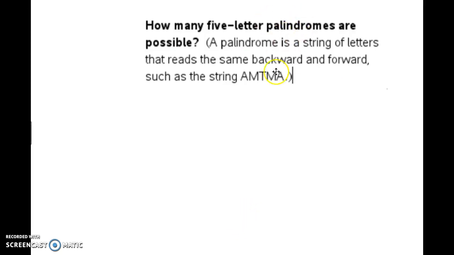So here we have 5-letter palindromes. If you don't know what a palindrome is, a palindrome is like racecar. It's a palindrome because you can go forwards or backwards. R-A-C-E-C-A-R spells the same word forwards and backwards, just like AMTMA does. Now, for this type of palindrome, AMTMA is not a word, but it is a palindrome, or at least the form of a palindrome. So assuming it doesn't have to be a word, it's just a string of letters that's the same backwards and forwards.